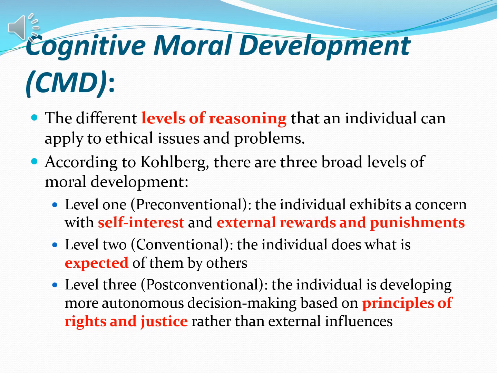According to Kohlberg, there are three broad levels of moral development. Level one is the pre-conventional. The individual exhibits a concern with self-interest and external reward and punishment. So when we are making decisions, the first thing the individual thinks about is themselves, and what kind of reward or punishment they will get if they make this moral decision.